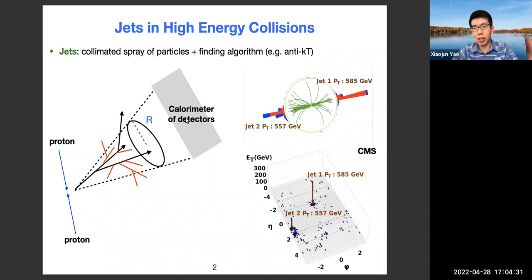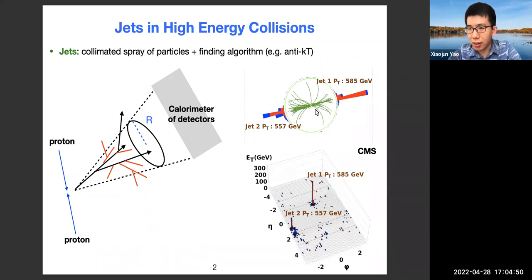And then once we collect all the particles produced from the high energy collisions, we will apply a jet finding algorithm. And depending on the algorithm you use, we can define many jets with different sizes. I mean, by size, I mean the cone size of the jet, which is radius R here.